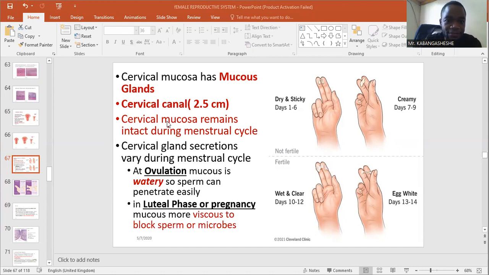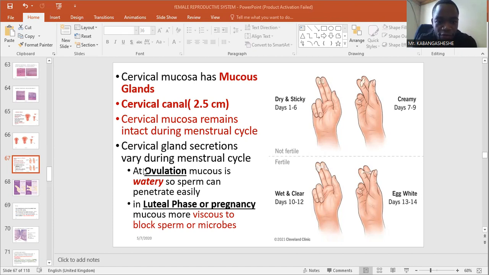Nabothian glands. So in the uterus, we discussed that part of the endometrium, known as the functional layer of the endometrium, sheds off during various stages of the menstrual cycle. But we find that the endometrium in the cervix does not shed off. It remains intact like the way it is, but rather the glands within the cervix undergo changes in response to the changes occurring in the uterus and in the ovaries.